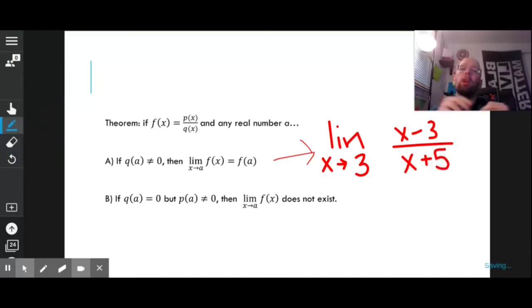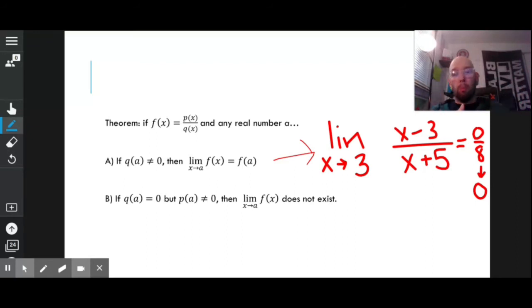So say I have something like that, and a lot of people might be apprehensive about this problem because you're going to be like, well, if I plug in 3, I'm going to get 0. Yeah, you sure do in the numerator, but in the denominator, you get 8. And last time I checked, 0 over 8 is a number, and that number is 0. You're allowed to get that. That's fine. The problem happens when you get 0 over 0. So 0 over 8 is okay.